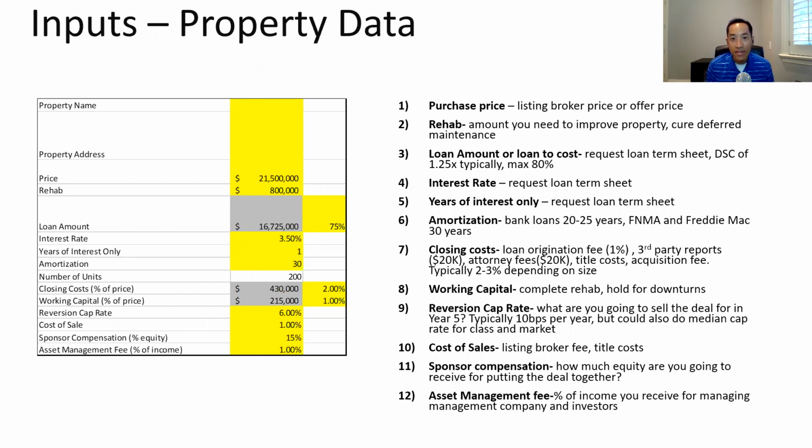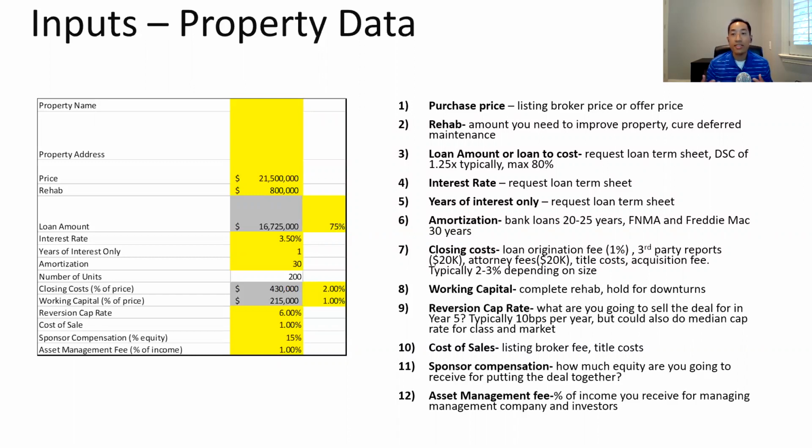Interest rate's about 3.5% right now. Years of interest only, I kept at 1, which is pretty conservative. And then amortization, if it's a bank loan, it's 20 to 25 years. Fannie and Freddie, you're going to be at 30 years. Closing costs are going to be loan origination, third-party fees, attorney fees, title costs, and potentially an acquisition fee. So this is 2 to 3% depending on the size.